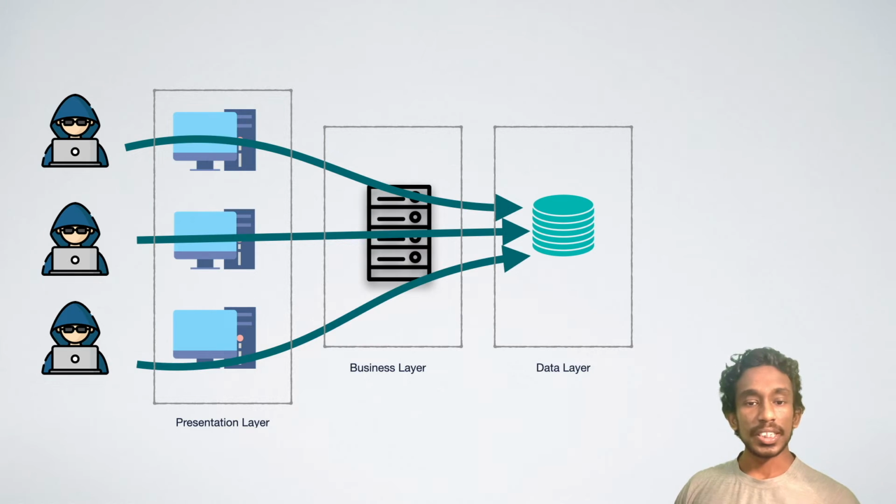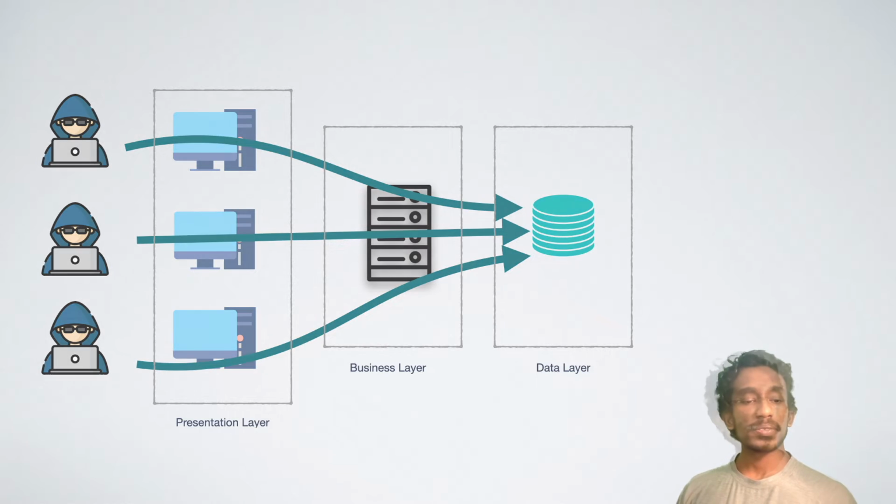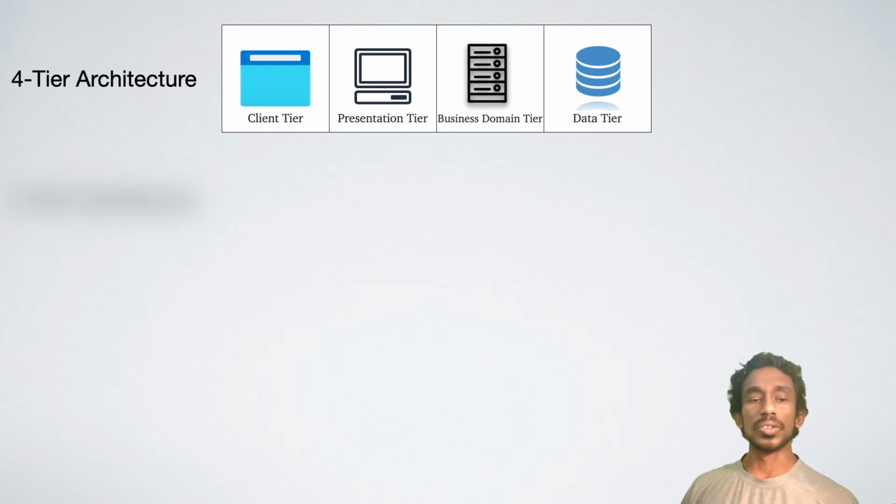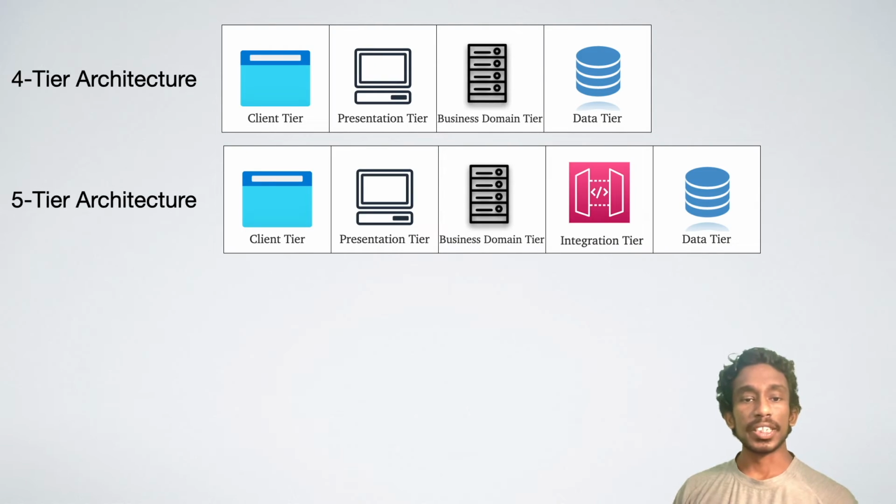And for the developers, it is much easier to give their business problem to the business layer, so they don't need to worry about any other layers. Layered architecture can be extended further into four-tier architecture, five-tier architecture, and so on. Generally, we can represent this as N-tier architecture.